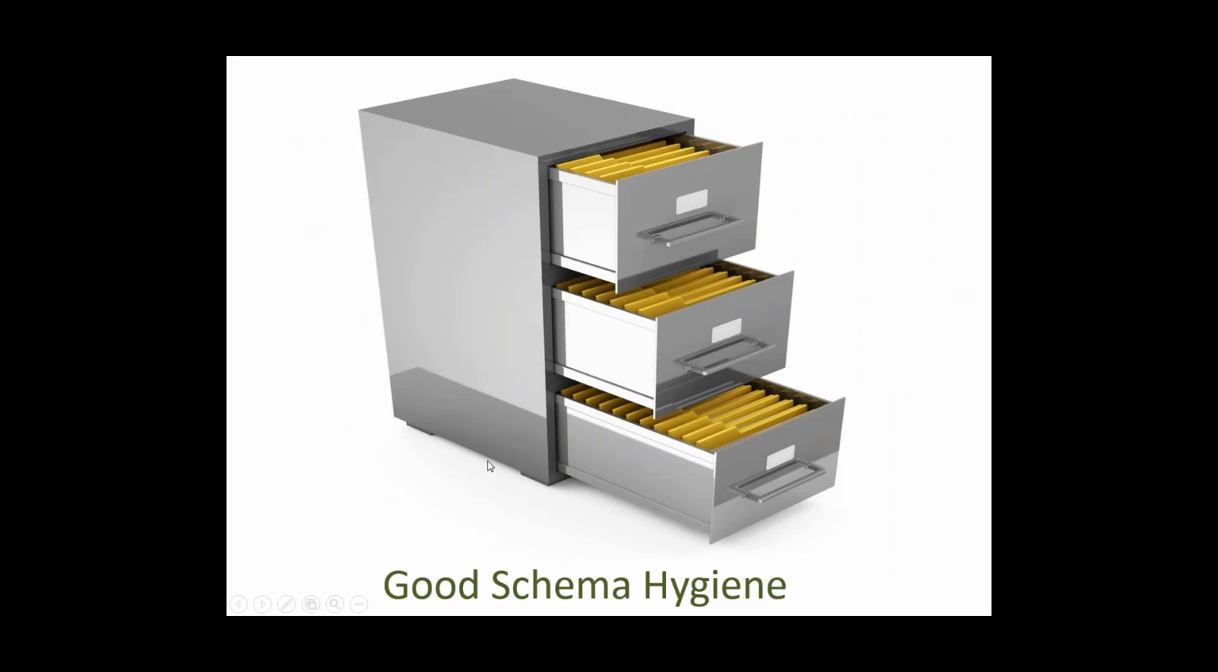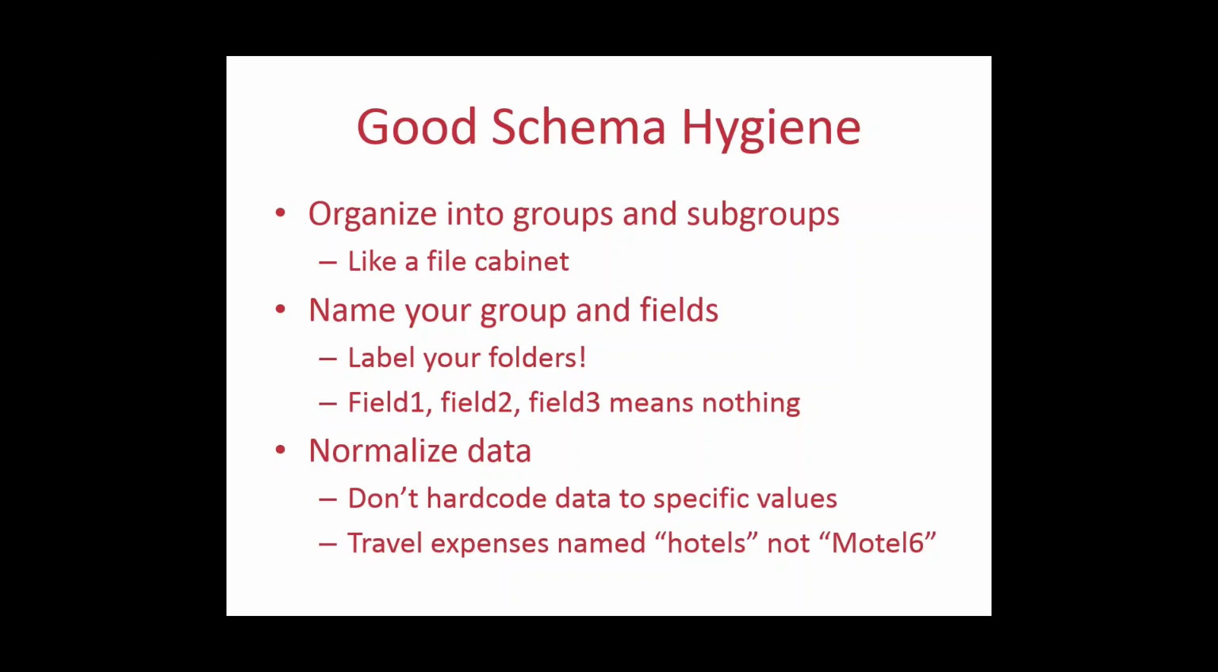Okay, so good schema hygiene is about a well-organized file cabinet, and that's true for your forms as well. You want to make sure that your forms, your data sources, have groups, and fields underneath groups. You do not want everything at the root node. If you're looking at your data source right now, and you're having to page through it, it's probably too long, right? Most data sources should be less than 200 fields, and if it's more than 200 fields, you're probably hard coding some stuff. You're not normalizing your data. So just follow these best practices.